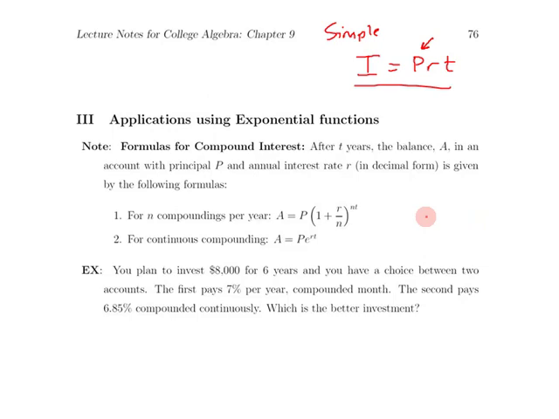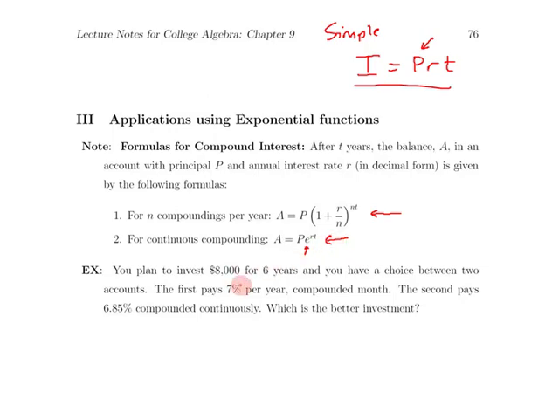So we've got two formulas here. One for n compoundings per year: A is equal to P times 1 plus r over n to the nt, where, and you have all the details in this paragraph, after t years, the final amount or the balance in an account with principal P and annual interest rate r in decimal form is given by, for n compoundings per year, this formula, and for continuous compounding, A is equal to P e to the rt, the other place where that number e shows up. So let's put these two formulas into practice.